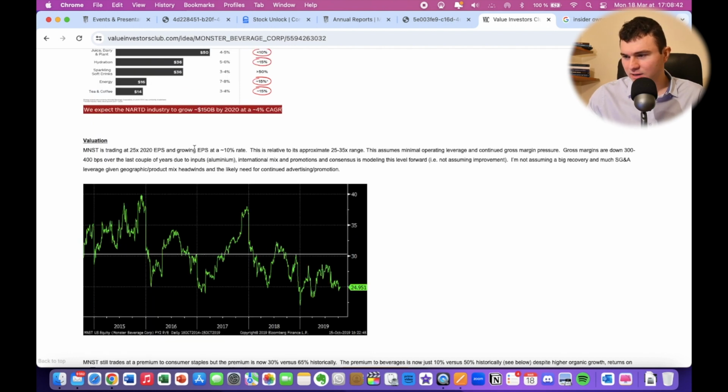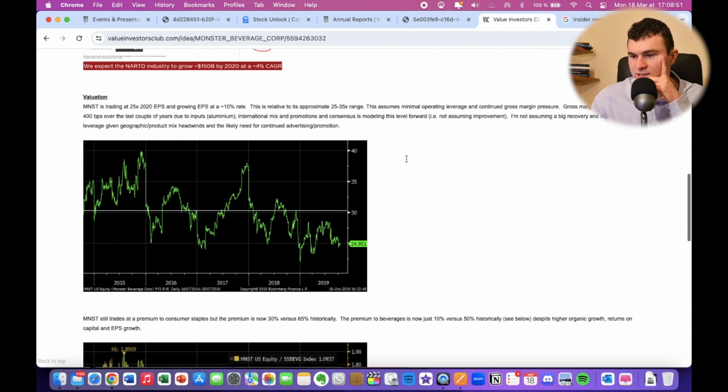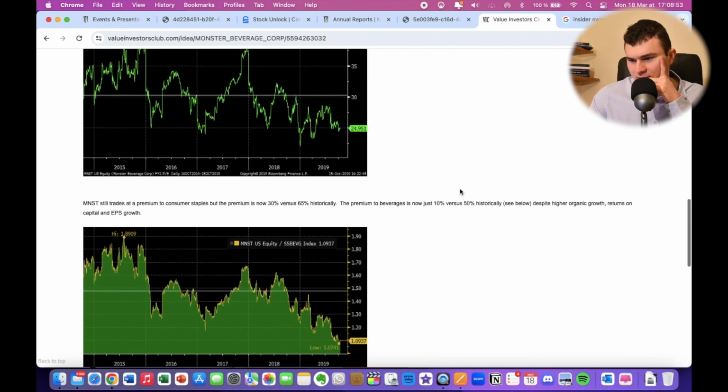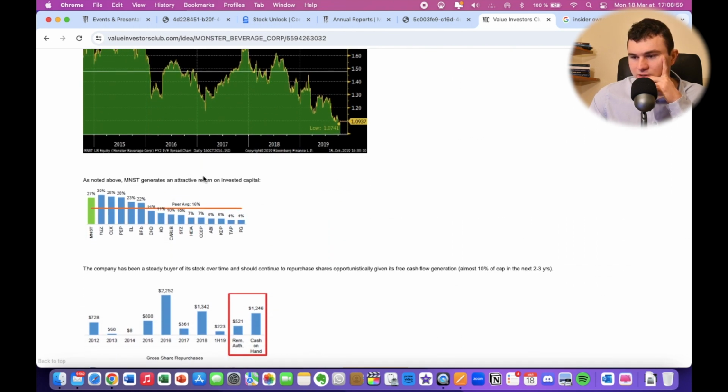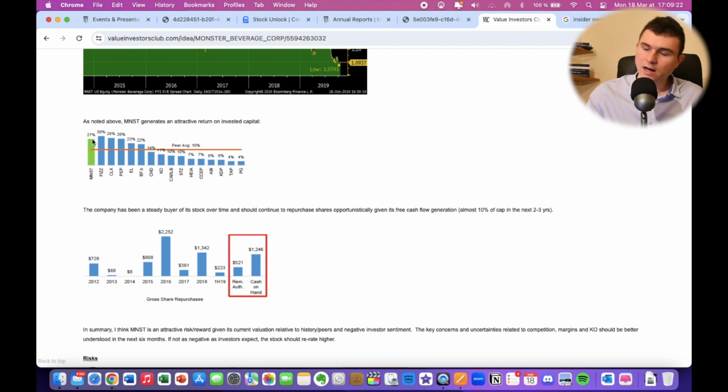Valuation here. Okay, I don't care about it. It's not updated. It was in 2019, so 5 years ago. But on valuation, these guys say that it's cheap relative to historical numbers. Okay, as noted above, it generates attractive return on invested capital, and we have competition. What's that? That's return on invested capital, and we have Monster Beverage, CLX, PepsiCo, EL. What's that? Estee Lauder? I don't know. KO, Coca-Cola, and it's in the higher numbers.